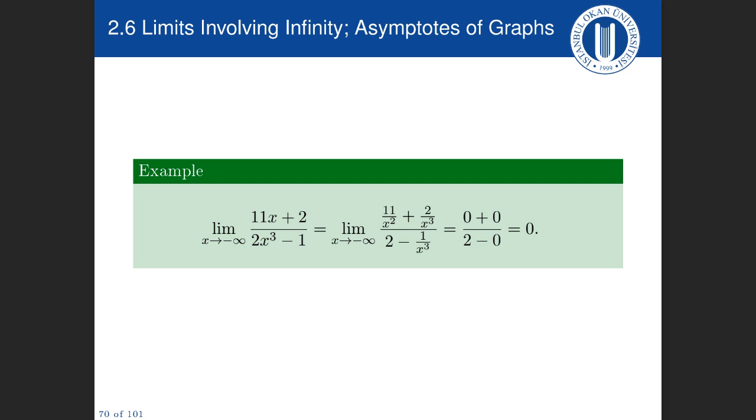I have 11x, plus 2, 2x cubed, and minus 1. What is the biggest power of x? The biggest power of x is x cubed. So I'm going to divide everything by x cubed. So I get 11 over x squared plus 2 over x cubed, divided by 2 minus 1 over x cubed.